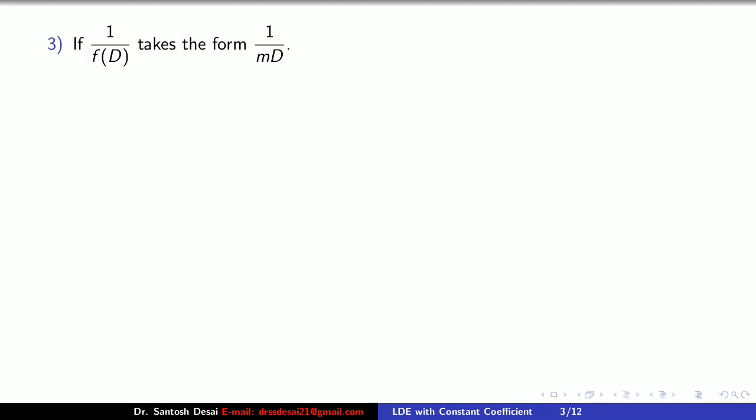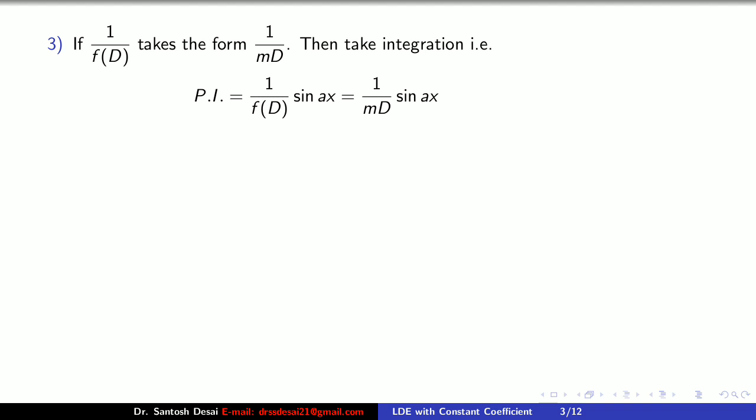Now let us take the case where 1 upon f(D) takes the form 1 upon mD. This is a very simple case. We know that 1 upon D is nothing but integration, so you directly take the integration. PI = 1 upon f(D) into sin ax. Suppose we are getting 1 upon mD into sin ax, where m is a number. So this is equal to 1 upon m into the integration of sin ax dx. So this is the second case, and it is a very simple one.